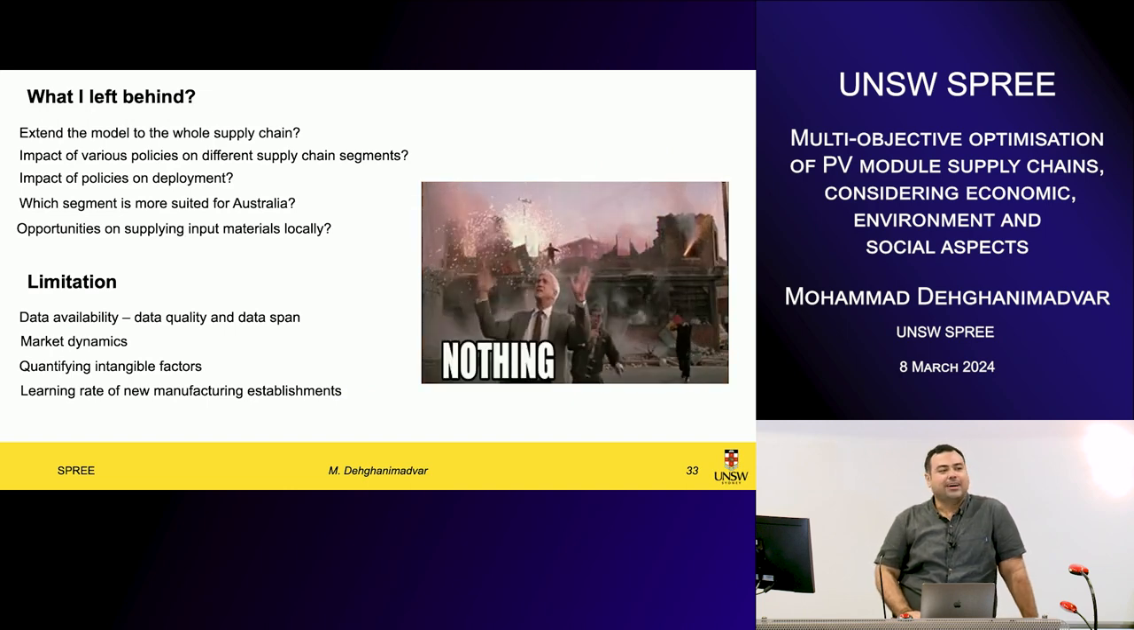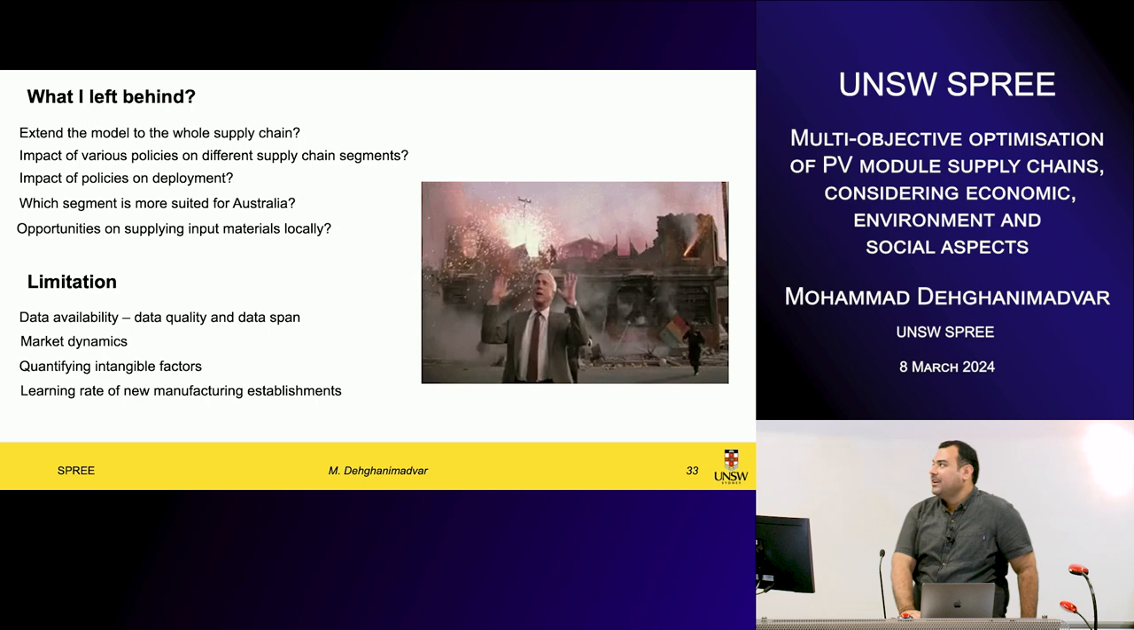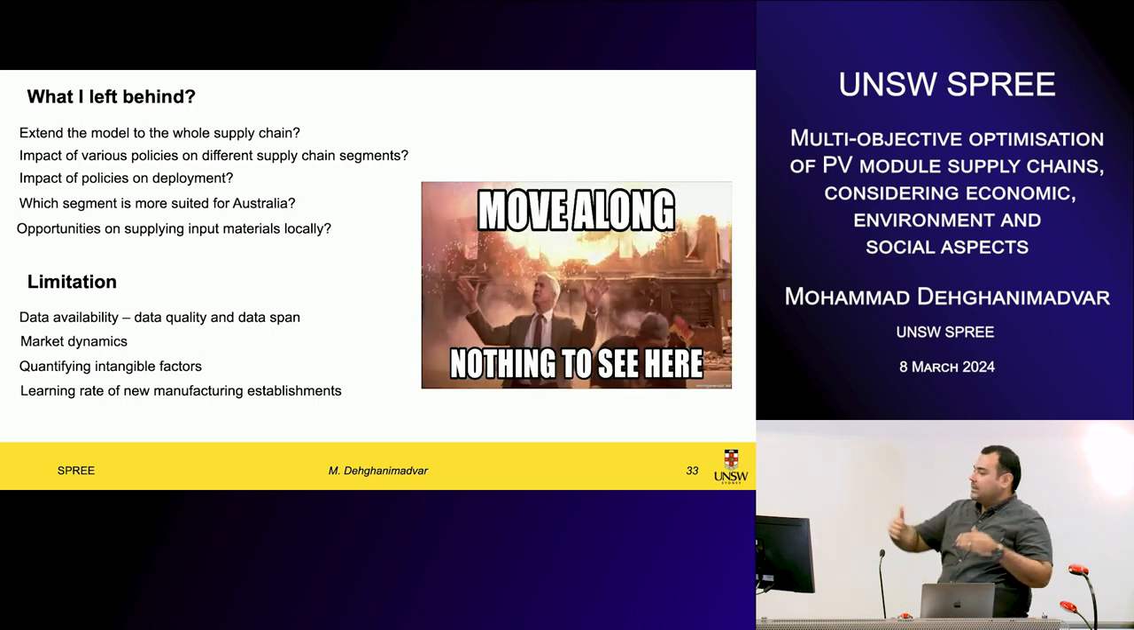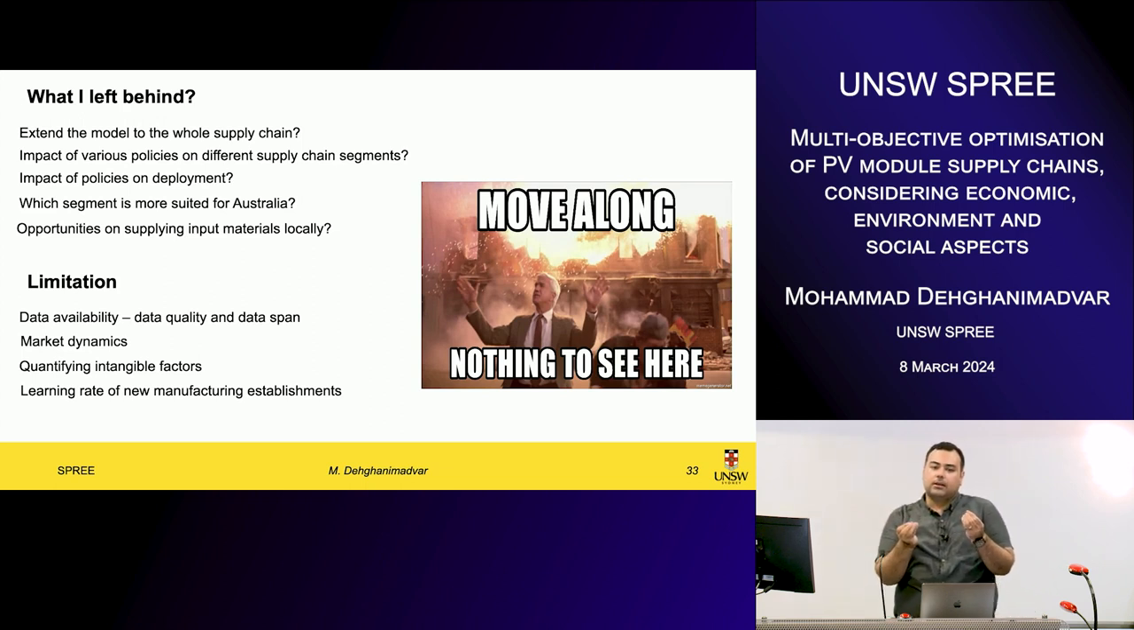What I left behind, obviously you can extend. There's a question: what happens if you extend the entire supply chain into module assembly and go to cell and wafer? In this case, how much would the MSP be? And when you quantify the cost of supportive or protective policies, what happens? Should we have just supportive ones, or should we combine them? Each segment reacts differently, and in which segment can Australia be competitive?